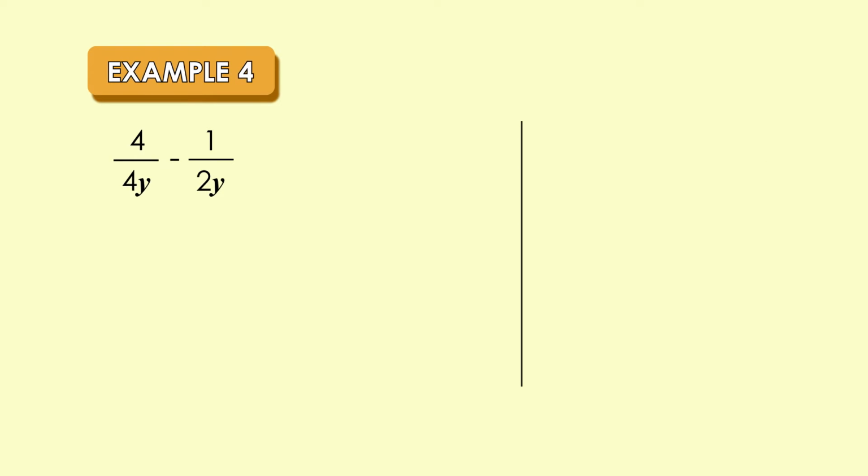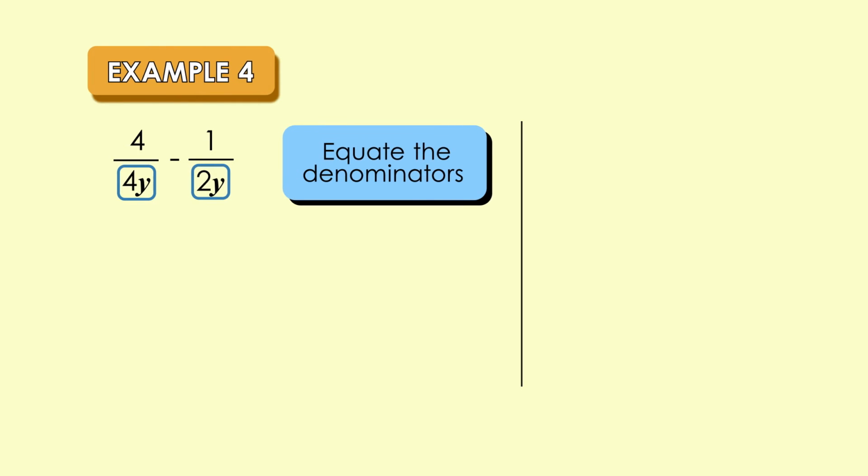Let's look at example 4. Notice that the algebraic fractions have different denominators. Remember, we have to first equate the denominators of each algebraic fraction before adding the numerators. Let's start with the first step, equating the denominators of 4y and 2y. We can see that one of the denominators is the multiple of the other denominator. We can easily equate them by multiplying 2y with 2.